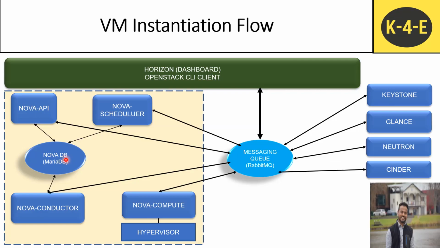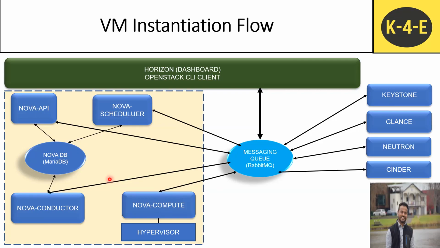Now, once this is done, Nova scheduler will pass this message to Nova conductor. Wait, sorry, it will send it to Nova compute, not to conductor, compute. Now, Nova compute needs to fulfill this request. Whatever information is there in this database, Nova compute needs to fulfill it. But Nova compute doesn't know what information is there in the database. So what will it do? It will talk to the Nova conductor, because Nova compute cannot talk to the Nova database.